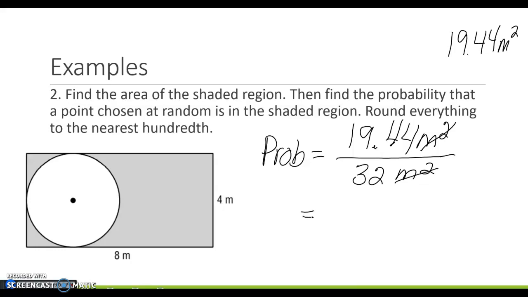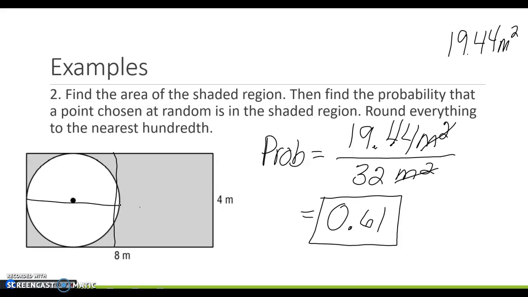Units simplify, 19.44 divided by 32 gives me a probability of 61.61. So 61% chance that a point chosen at random in this shape would lie in the shaded region, which should make sense. This would be like 4, so it should be a little over half that it is going to lie in that shaded region.